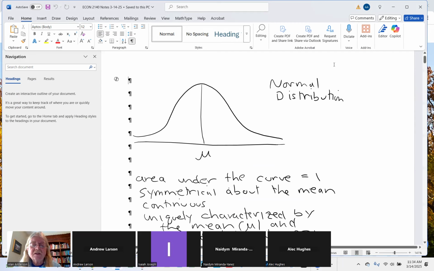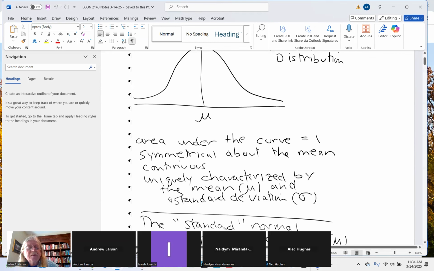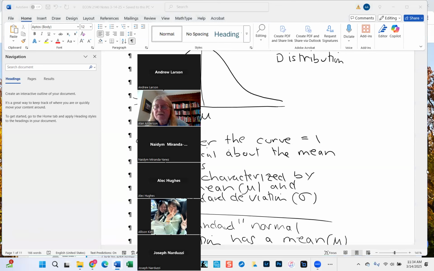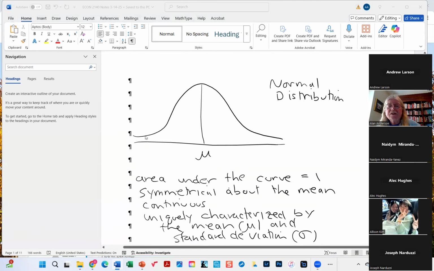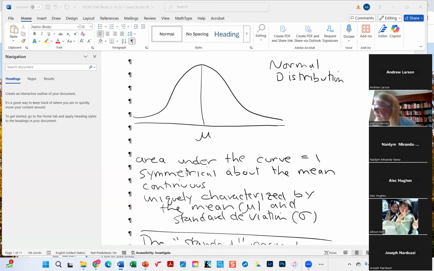Then we also know that it's continuous, and that's because it has an infinite number of possible values. And so, as I mentioned last time, when that's the case, we can't really use a histogram to illustrate it. Instead, we use curves. Okay, and then finally, the two numbers that we need to pay close attention to are the mean and the standard deviation. Let me move this over here just to make some space for me. So yes, the two things we need to know to uniquely characterize the normal distribution are the mean, which you see is designated by the Greek letter mu, and the standard deviation, which is designated by the Greek letter sigma.